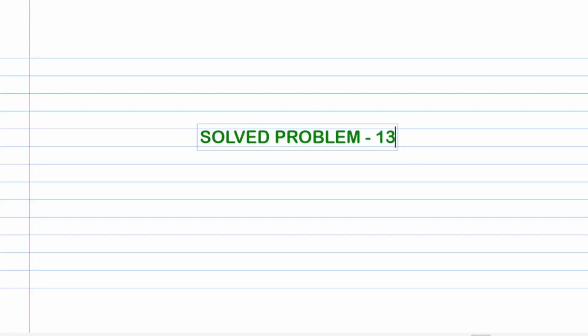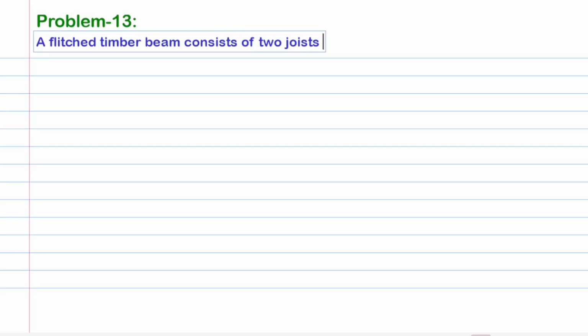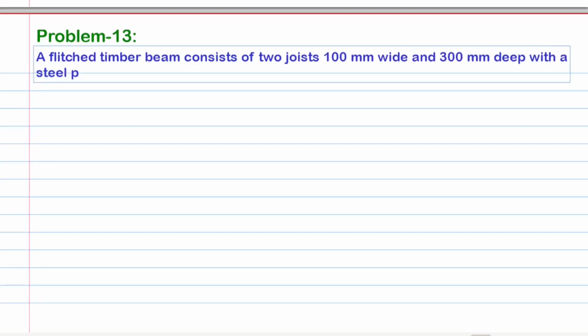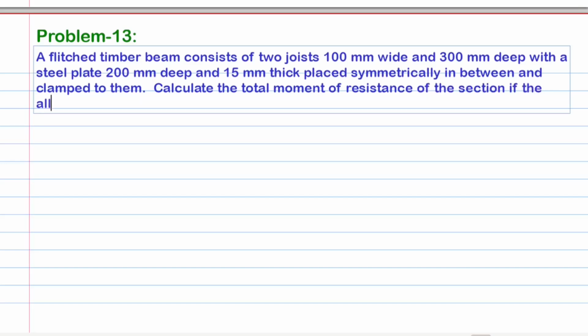Welcome to the final solved problem on flitched or composite beams. The problem is stated as: a flitched timber beam consists of two joists 100 mm wide and 300 mm deep with a steel plate 200 mm deep and 15 mm thick placed symmetrically in between and clamped to them. Calculate the total moment of resistance of the section if the allowable stress in the timber is 9 Newton per millimeter square.